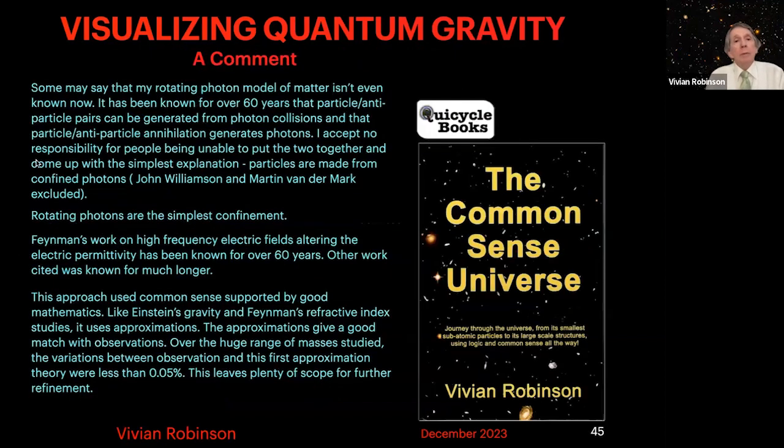Some may say my work on rotating photon models of matter isn't even known. Well, it's been known for over 60 years that particle-antiparticle pairs can be generated from photon collisions, and that particle-antiparticle annihilation generates photons. I accept no responsibility for people being unable to put the two together and come up with the simplest of explanations. Particles are made from confined photons; John Williamson and Martin van der Mark are excluded from that. They worked it out. Rotating photons are the simplest confinement.